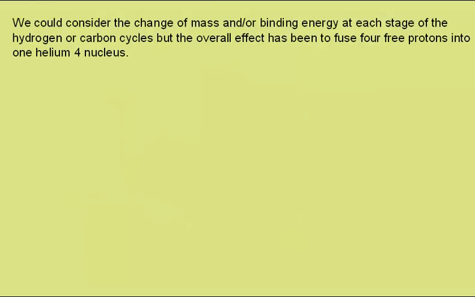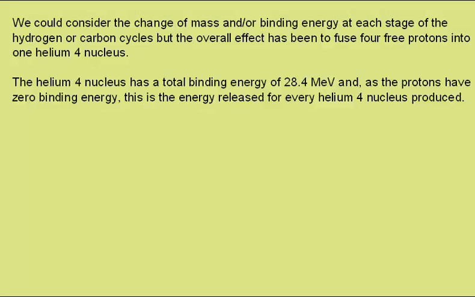We could consider the change of mass and or binding energy at each stage of the hydrogen or carbon cycles, but the overall effect has been to fuse 4 free protons into one helium-4 nucleus. The helium-4 nucleus has a total binding energy of 28.4 mega electron volts, and as the protons have 0 binding energy, this is the energy released for every helium-4 nucleus produced.